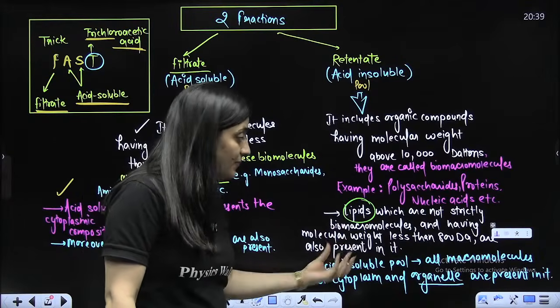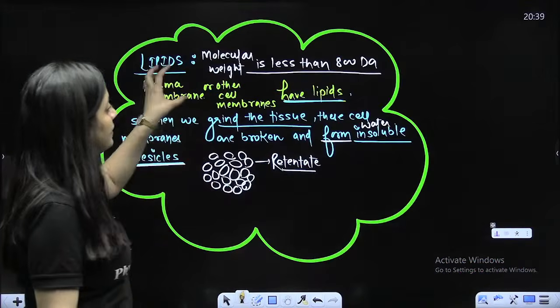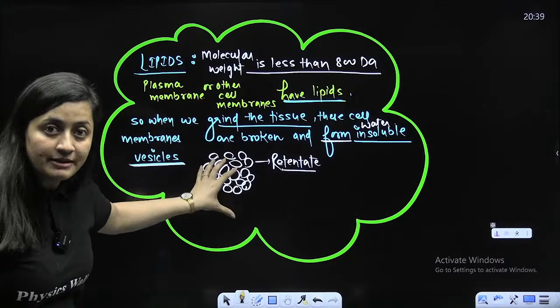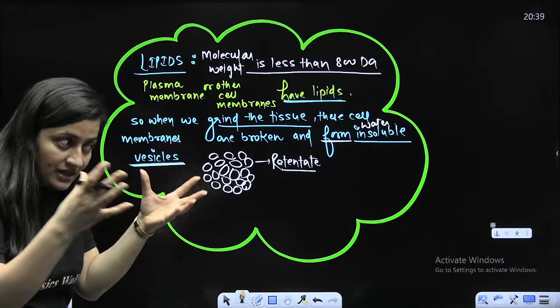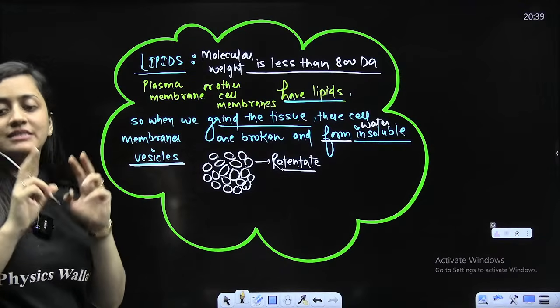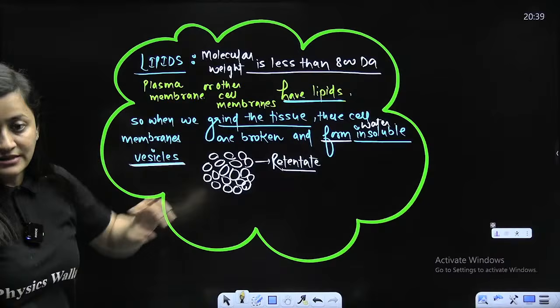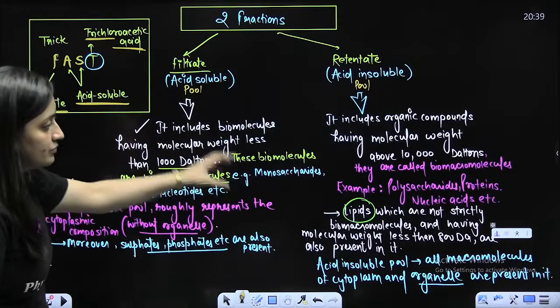But why are they present here? The reason is very simple. In membranes, we have these lipids. So when we grind the tissue, we are breaking these membranes. These membranes form some insoluble vesicles. So they are water insoluble vesicles, which we see here. That's what we have discussed so far.